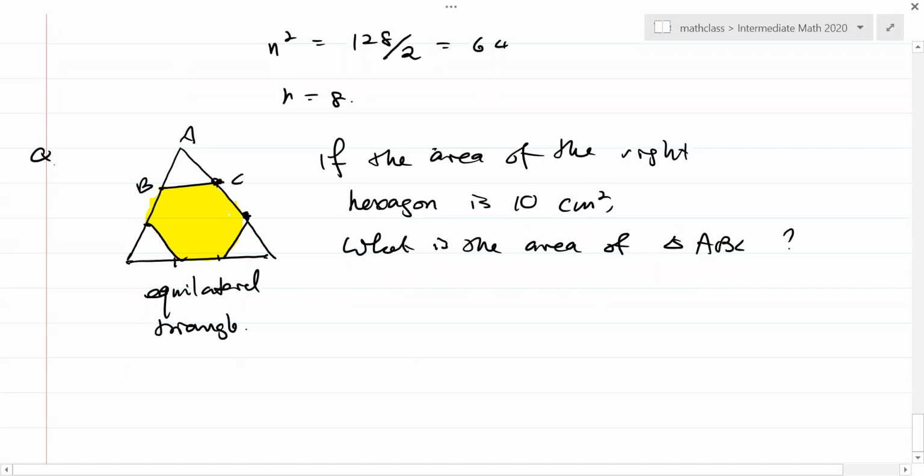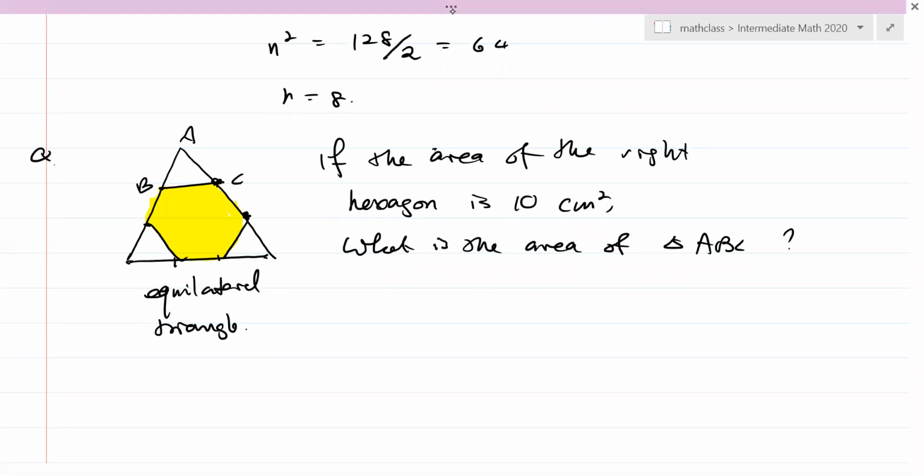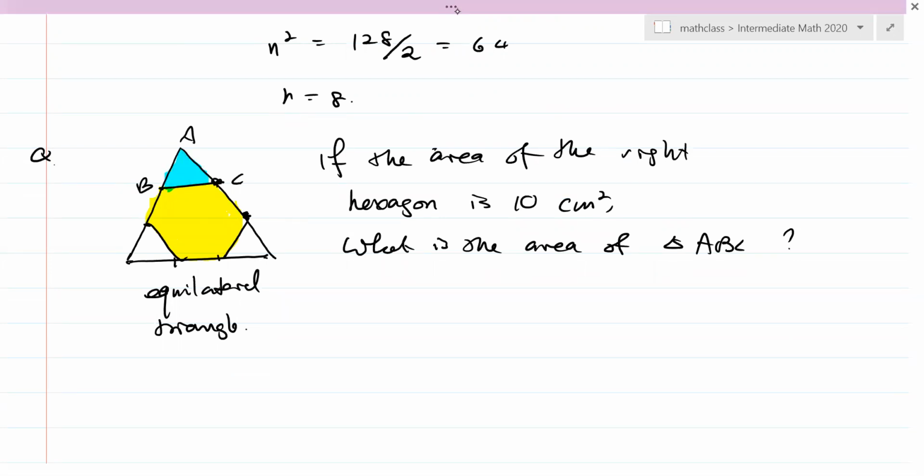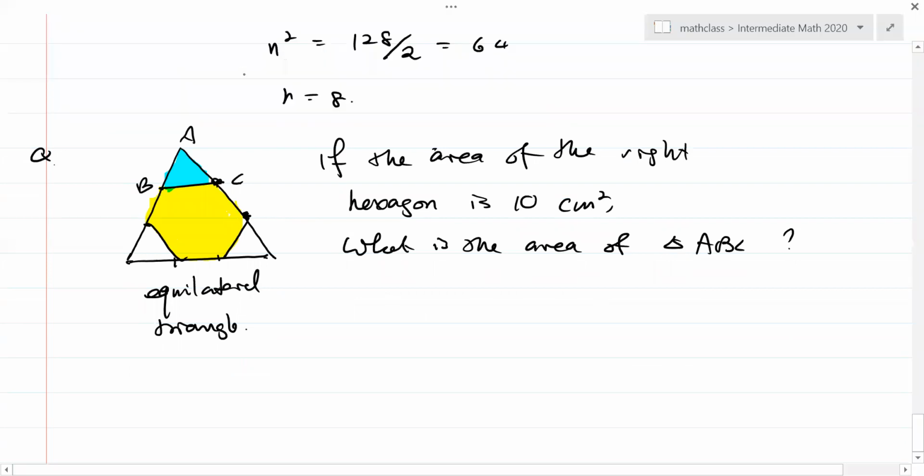Okay, how do you solve this problem? How do they relate, right? This triangle we're considering here, how is the triangle related to the hexagon?